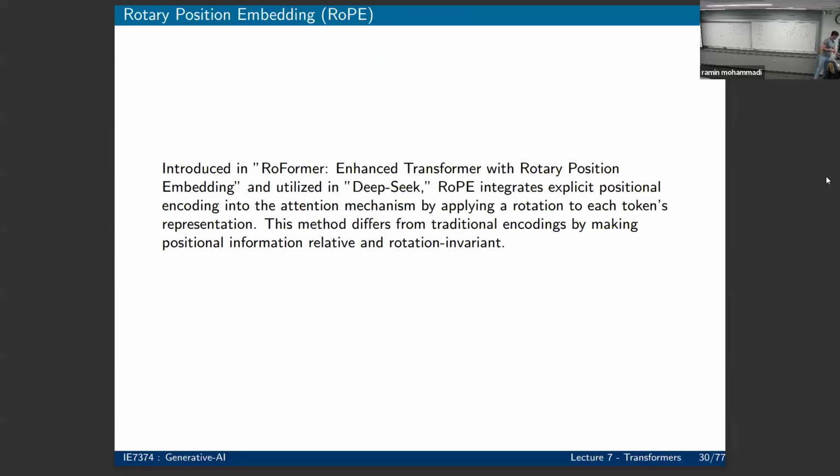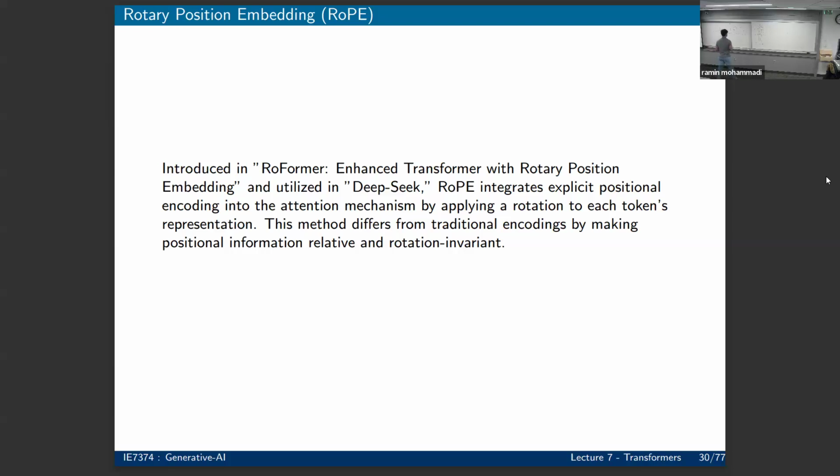So now we're going to go to the next type of positional encoding, called rotary position embedding, RoPE. This technique was introduced in a paper for RoFormer, instead of the Transformer, it's called RoFormer. And also recently in the DeepSeek paper, you see that this is the new technique that's being used.